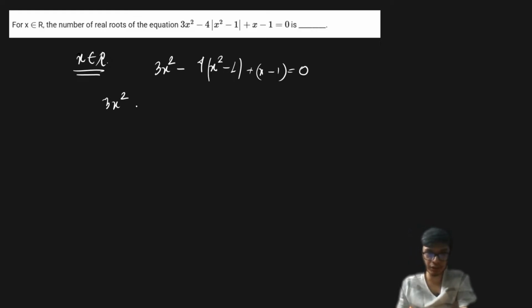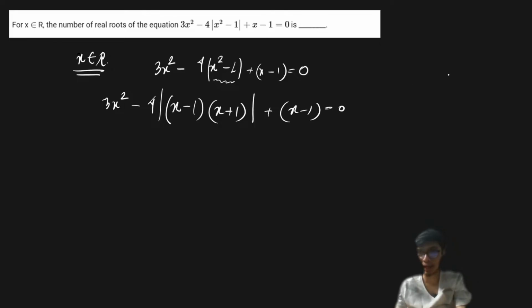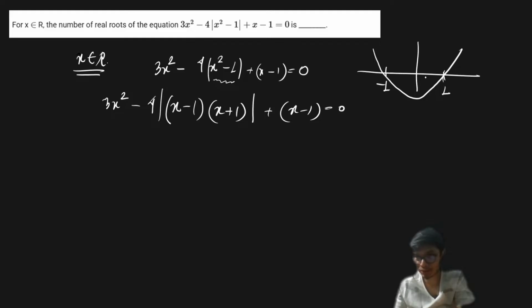The first thing I would suggest is that since I have this mod and this quadratic part, I can factorize it as mod of (x minus 1)(x plus 1), plus x minus 1. If you look at the graph of x square minus 1, this function has roots 1 and minus 1. In between minus 1 and 1 it is negative, and elsewhere it is positive. So I will make three different cases, based on intervals of x.